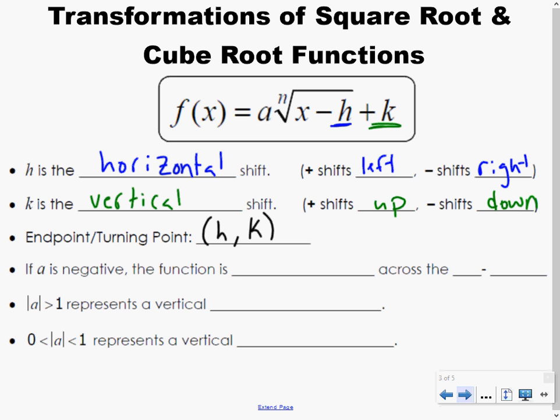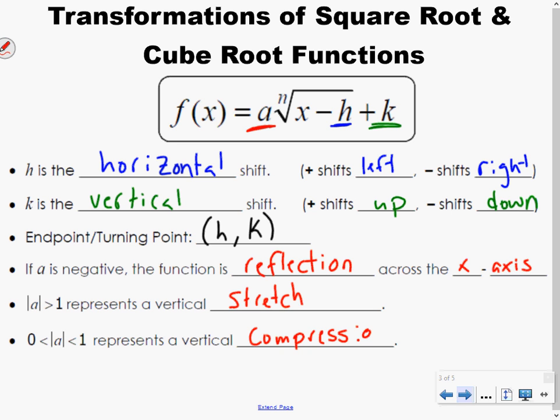Now let's take a look at A here. A can do a couple things. If A is negative, we know that that makes it reflect across the x-axis. And then if we take the absolute value of A and it's greater than 1, we call that a vertical stretch. And if A is between 0 and 1, after we take the square root, we call it a vertical compression.